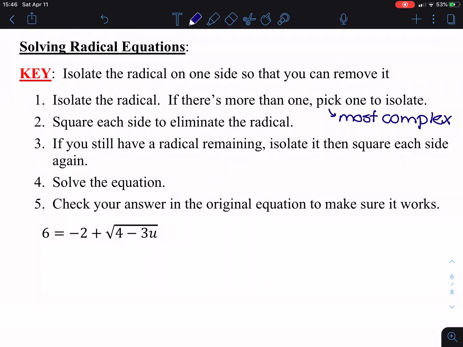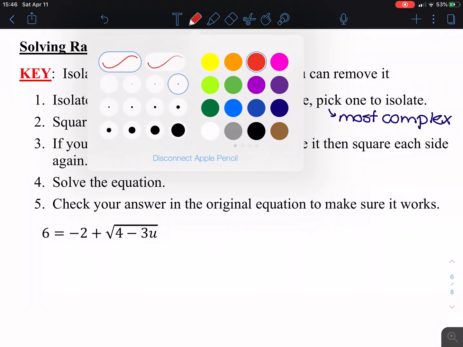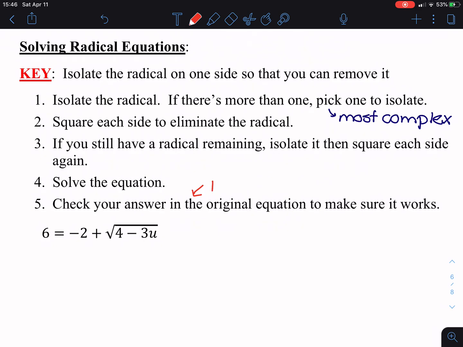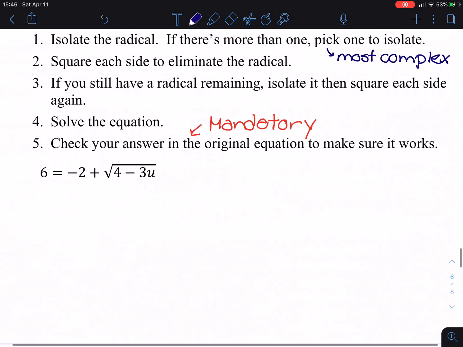Now the last step is absolutely mandatory. You must check your answer in your original equation, because even though you do everything absolutely correctly, there is still a possibility that the answer you come up with will not work in the original radical equation. So always check your work to make sure that what you came up with is actually a solution to your radical equation. So let's take a look at an example here.